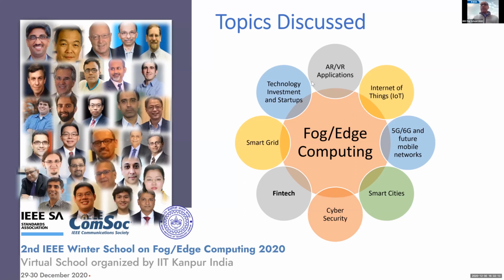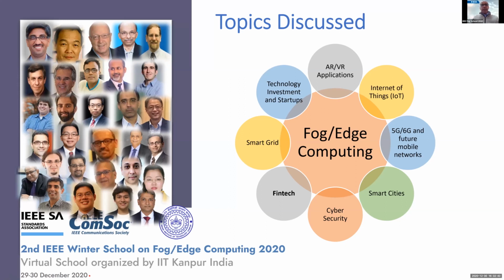And then we had topics like AR and VR applications and IoT. We also had Christopher today giving a very nice talk on learning for fog and edge computing, in terms of federated learning and other aspects of learning. We were also privileged to have Rob Fish, who is the president of the IEEE Standards Association, and Doug Zuckerman giving the opening remarks. So overall, I thought I'll give you a summary of the school.